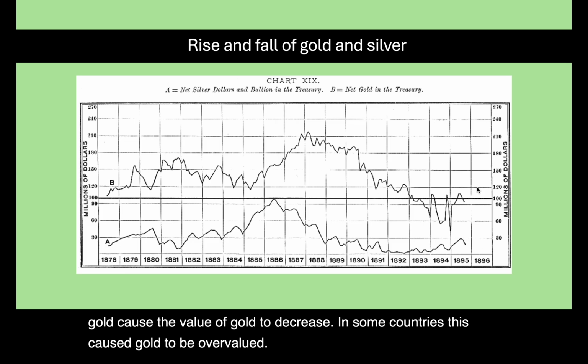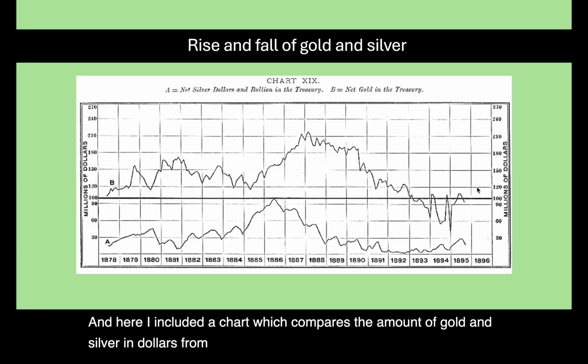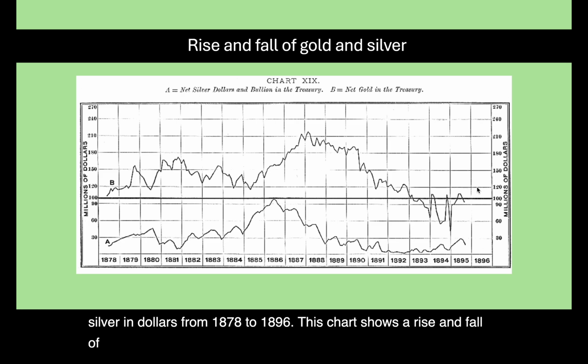And here I included a chart which compares the amount of gold and silver in dollars from 1878 to 1896. This chart shows the rise and fall of gold and silver in the United States.